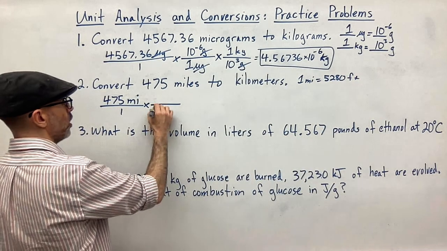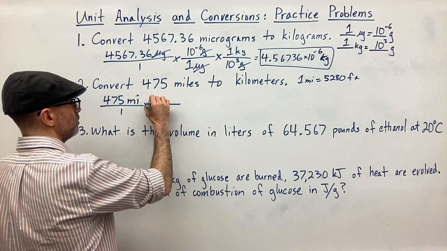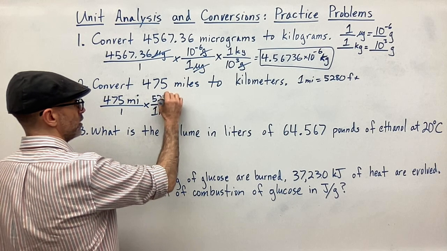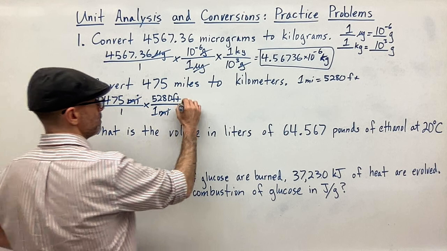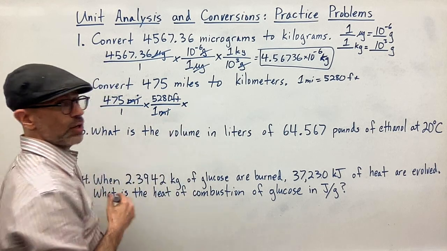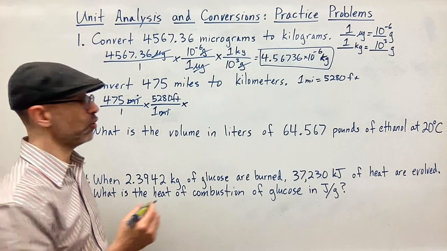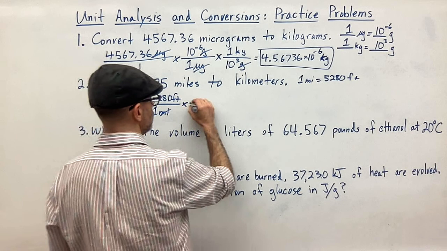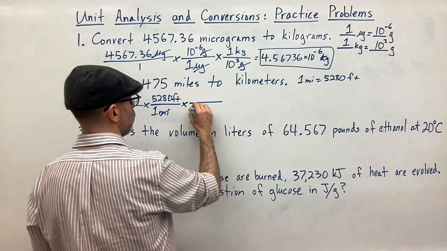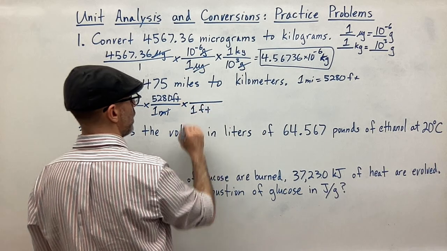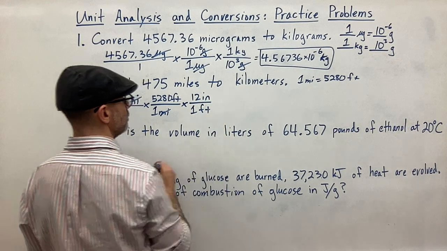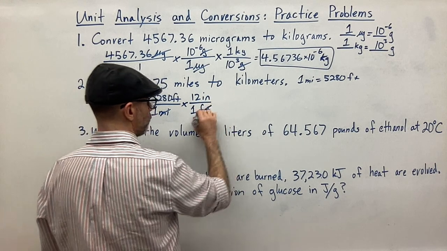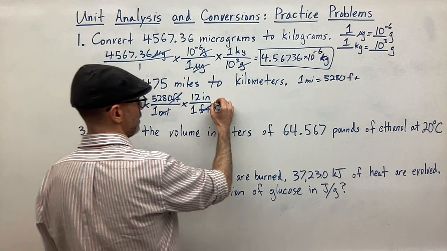Okay, so 1 mile goes on the bottom and 5,280 feet goes on top. So miles cancel out. Now I have feet. So now I can convert feet to inches. I know that 1 foot is equal to 12 inches. So I'm going to put 1 foot on the bottom and 12 inches on top. So now feet cancel out, and now I have inches.